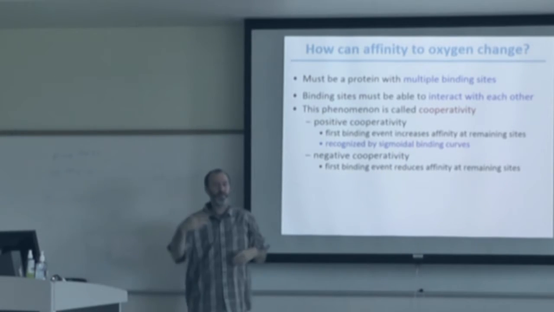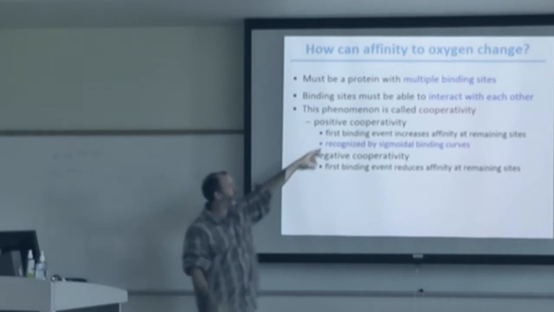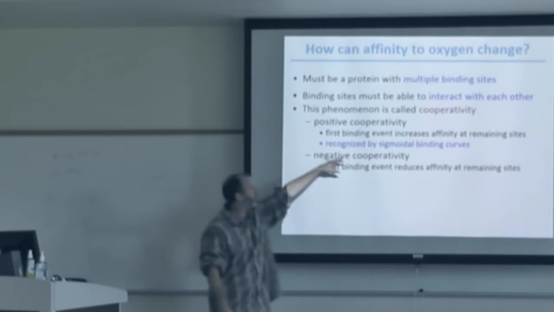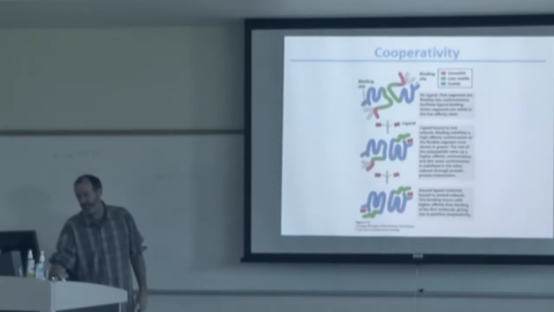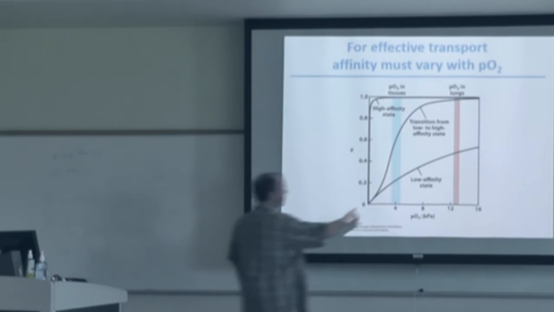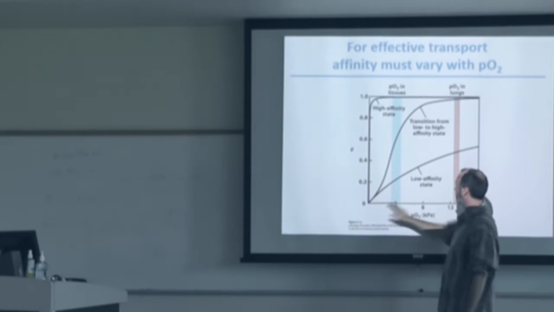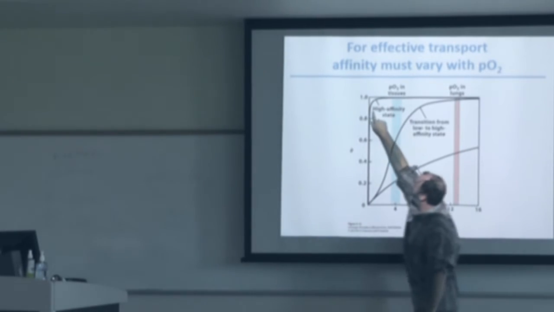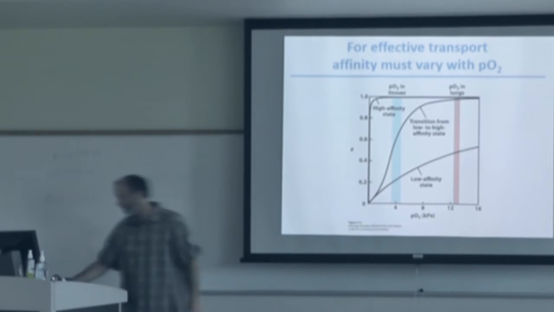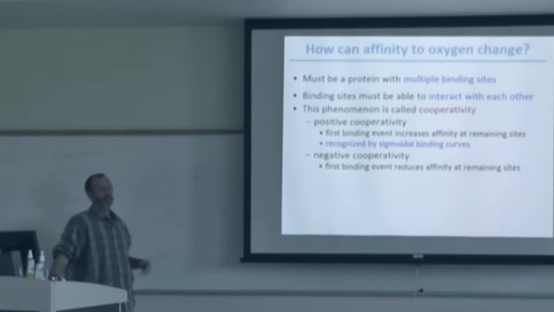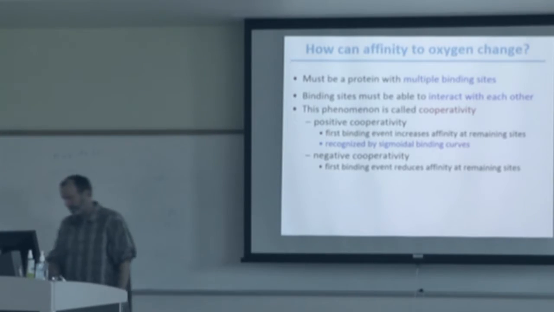Positive cooperativity is how hemoglobin reacts to binding oxygen. It's positively cooperative. The first binding increases the affinity at the remaining sites, and it's recognized by a sigmoidal binding curve. What we mean by sigmoidal, right, it's like this S. So at low oxygen concentrations, it follows this low affinity state, but then as you increase the partial pressure of oxygen, boom, you shift to this high affinity state, and you totally increase the affinity for oxygen. So negative cooperativity would be the opposite. It's when the first binding event reduces the affinity at the remaining sites.